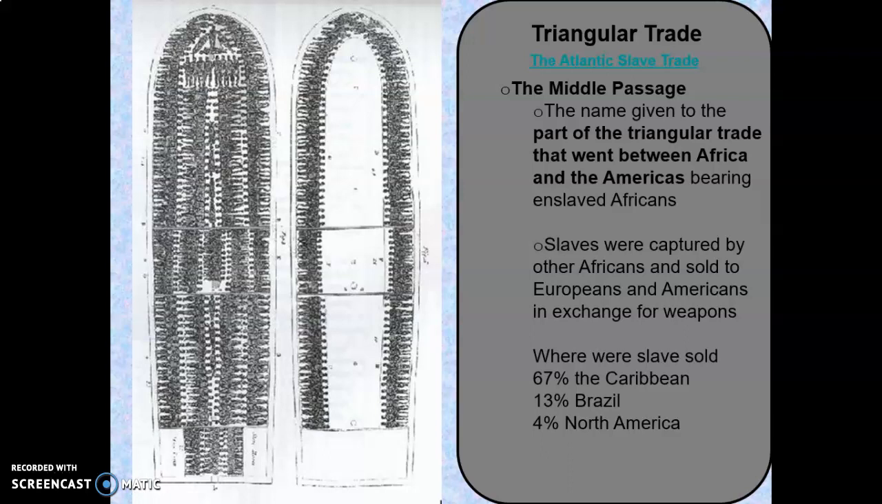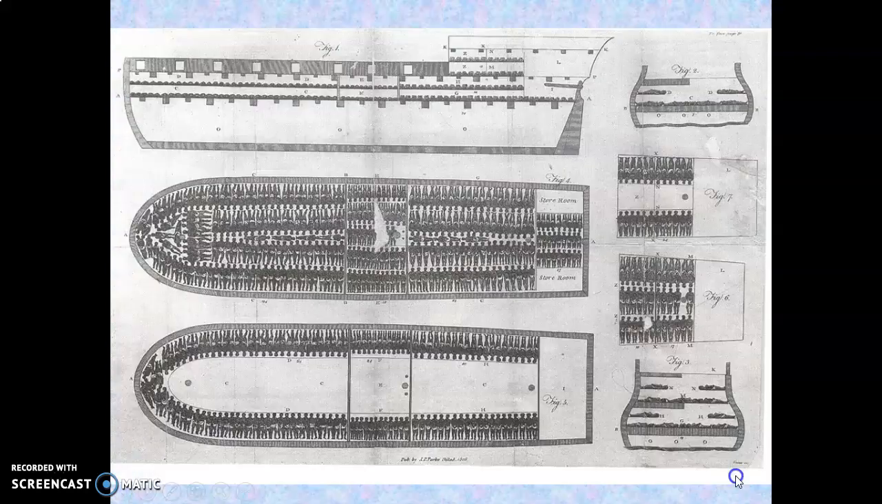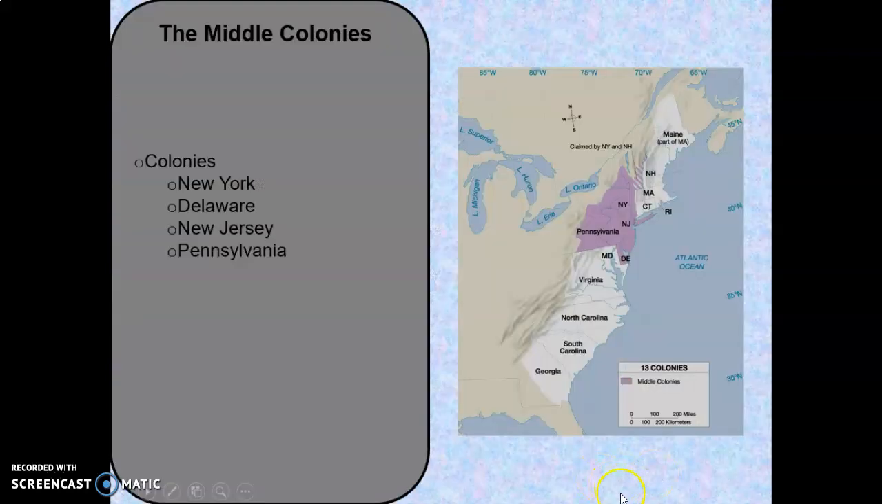Here's where most slaves went. 67% of all slaves went to the Caribbean, 13% went to Brazil, and only 4% went to North America. So keep that in mind. What's going on in the Caribbean? Sugar plantations. So the Middle Colonies: New York, Delaware, New Jersey.